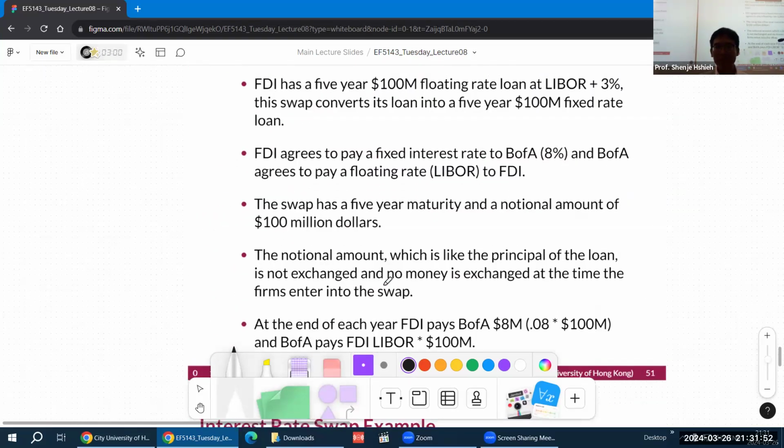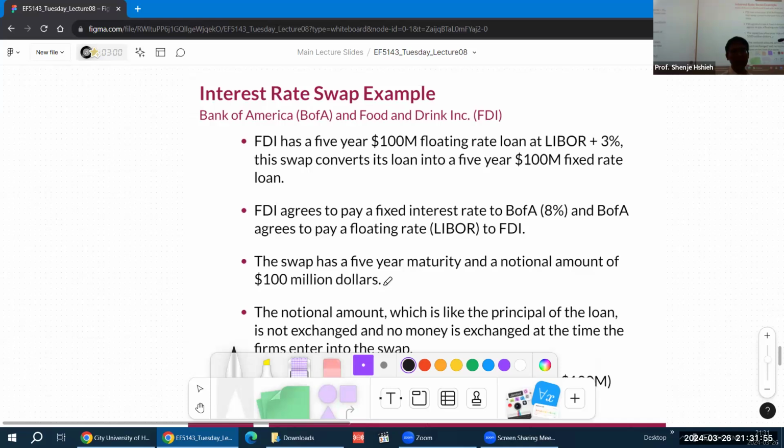So let's go through some examples here. Here we have two firms. We have FDI, I think it's a fake company, Food and Drink Incorporated, and we're allowing it to engage in a swap contract with Bank of America, B of A. Suppose the notional amount is $100 million, and FDI is going to engage in a fixed for floating swap with Bank of America, in which FDI has to pay out LIBOR, and B of A is going to pay 8%.